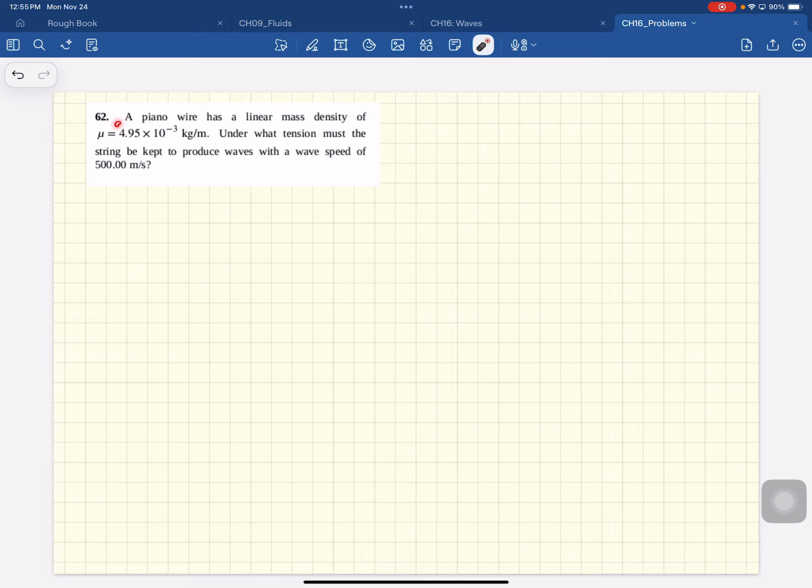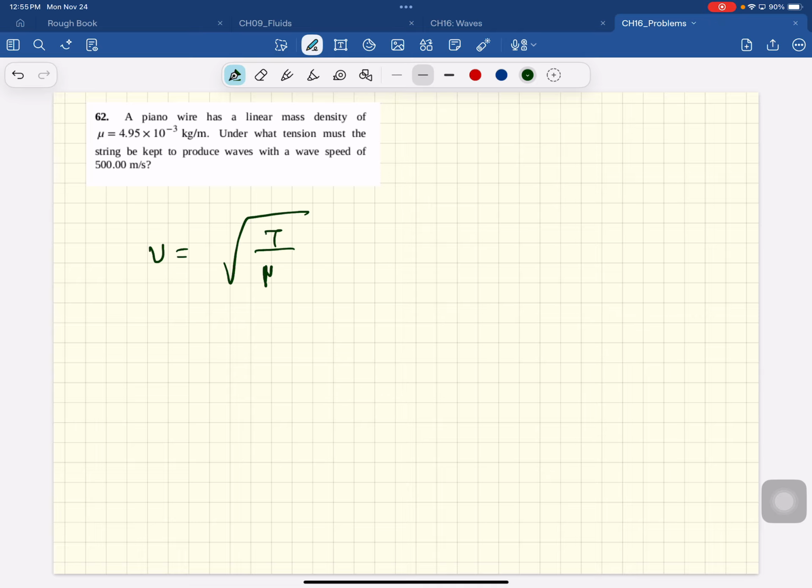Right, so in this problem, a piano wire has a linear mass density of 5 times 10 to the minus 3 kg per meter. So that's 5 grams. Under what tension must the string be kept to produce a wave with a wave speed of 500 meters per second? The wave speed on a string under tension is given by that, and they're asking us to find the tension. What must be the tension to produce that speed? So V squared times mu is the tension.